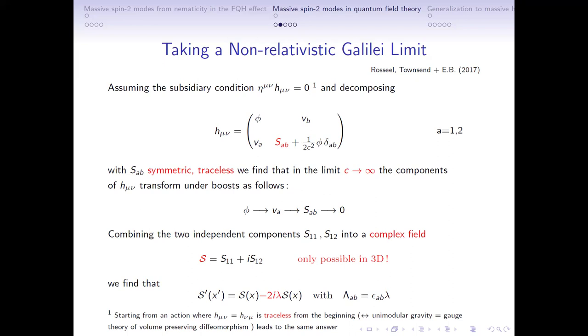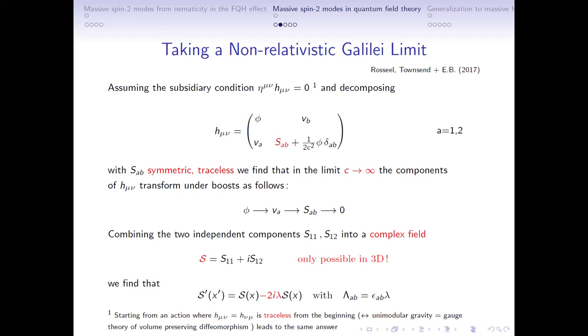Now, if H is traceless, then I can decompose it into a time-time component, phi, a time-space component V, and a symmetric traceless spatial 2x2 matrix S. But you see what happens now if you take c to infinity. Then the relevant thing to look at is under boost.